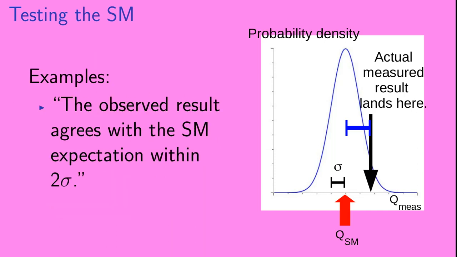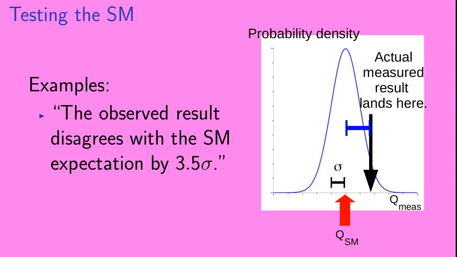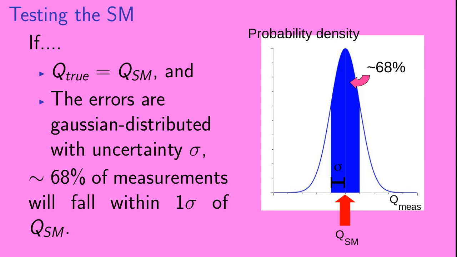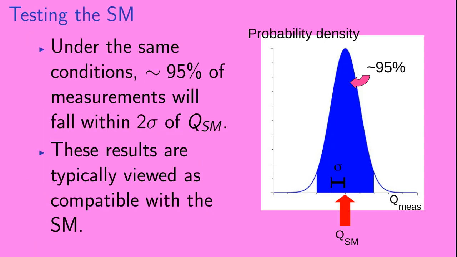Here are a couple of examples. We could have a situation where the observed result agrees with the standard model expectation within 2 sigma. Or the observed result disagrees with the standard model expectation by 3.5 sigma. So if Q true is equal to QSM, and if the errors are Gaussian distributed with uncertainty sigma, 68% of measurements will fall within 1 sigma of QSM. And under the same conditions, 95% of measurements will fall within 2 sigma of QSM. These results are typically viewed as compatible with the standard model.